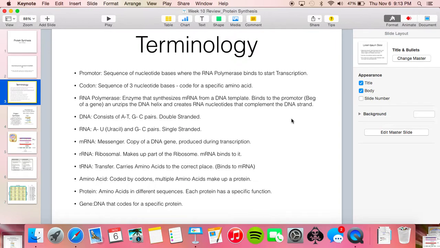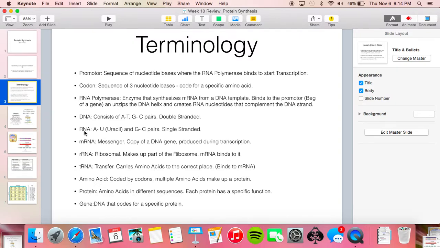These are just some terminology. The first thing, I put it down here a little bit, but just so you remember, DNA consists of adenine and thymine paired together, and then guanine and cytosine paired together, and it is double-stranded. So just remember DNA, D stands for double-stranded. That's a good way to remember it. So that is important to understand.